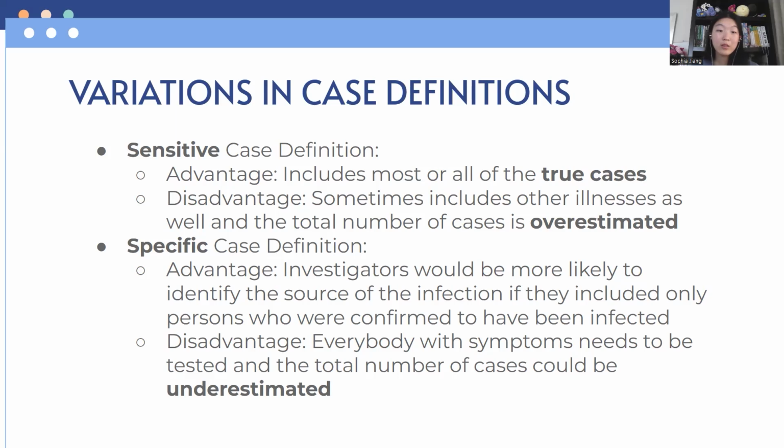Now, a specific case definition is also important because we want to make sure that these people really have the disease. So if we were dealing with a bout of food poisoning, we want to know what caused it. We would find out what caused it by testing the people that we know are confirmed to have food poisoning rather than just an upset stomach.